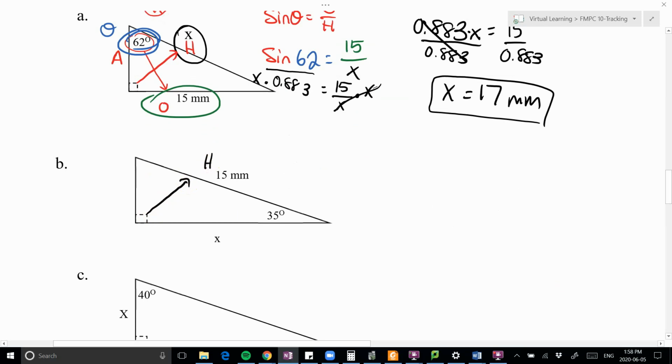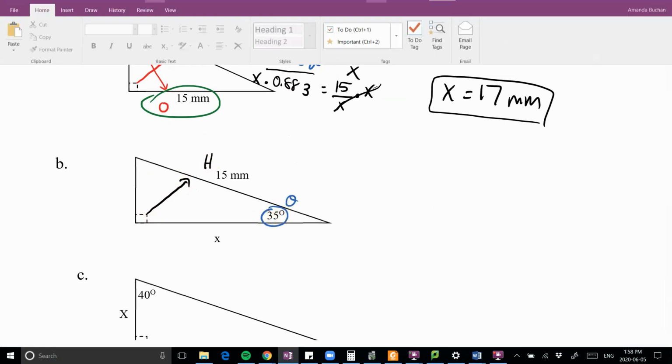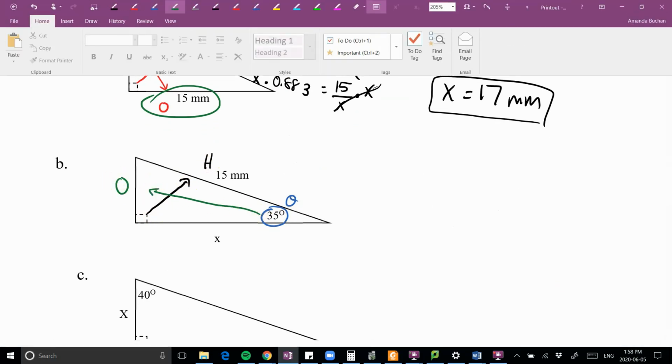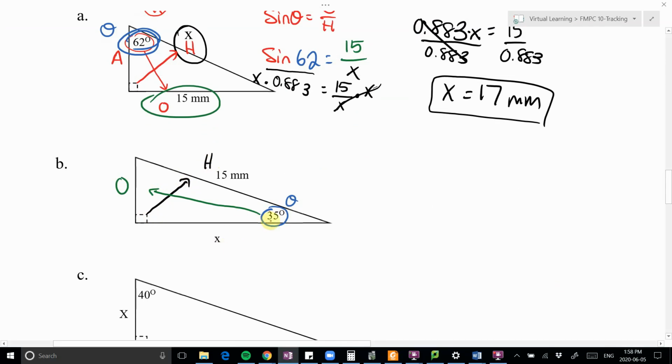And then my theta, opposite is going to be opposite my theta. And adjacent is going to be attached to my theta. So what do I know here? I know theta and I know h, right? They have numbers attached to those variables.